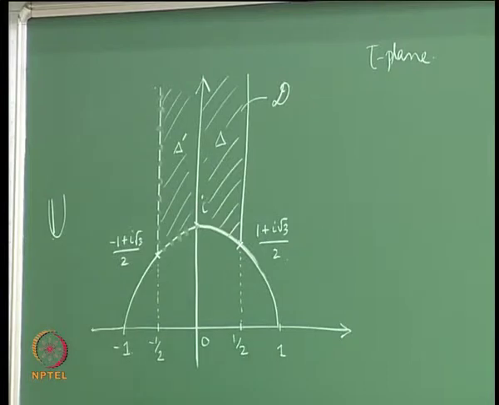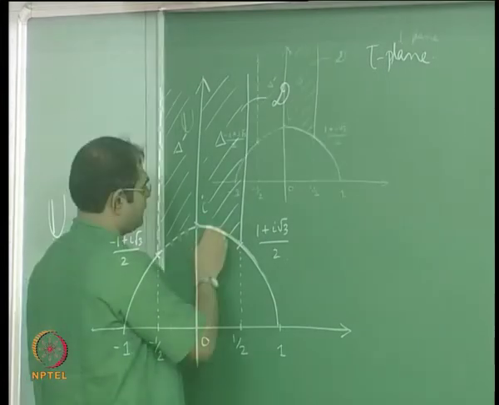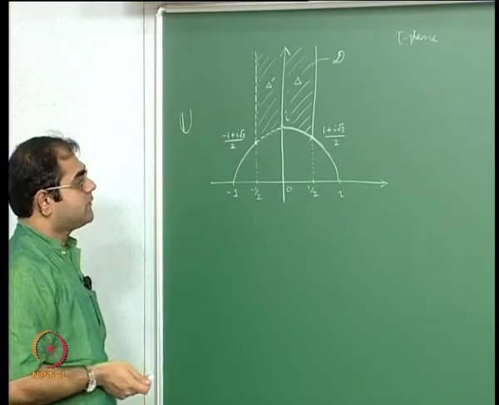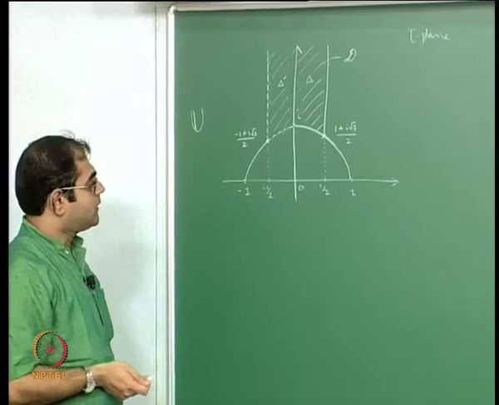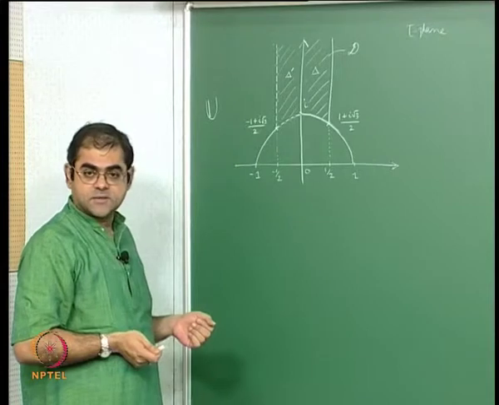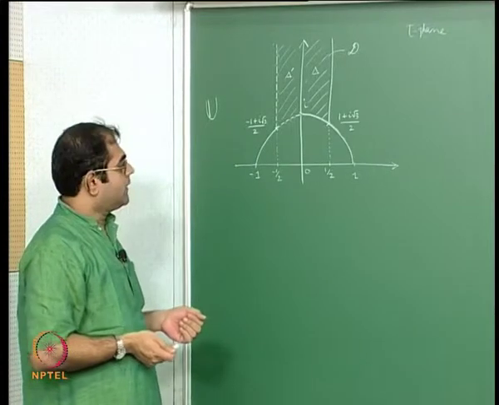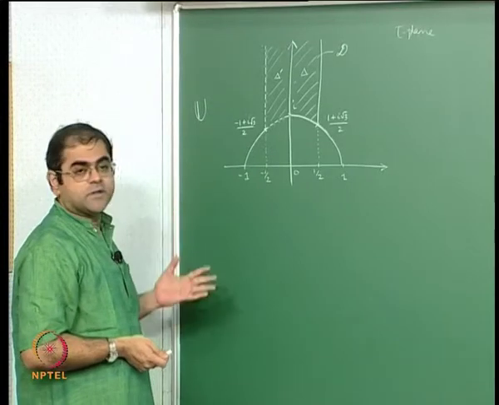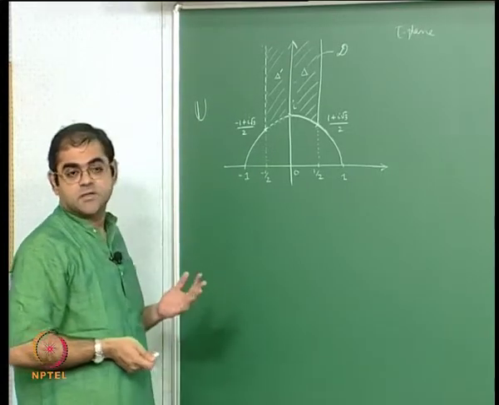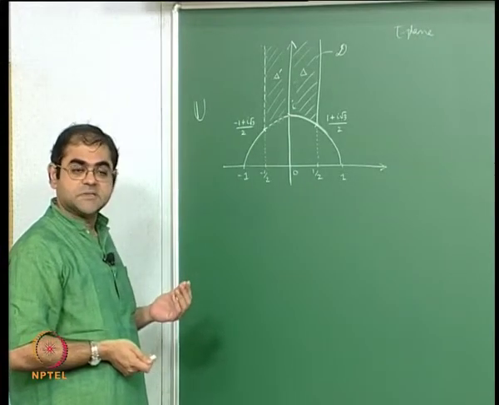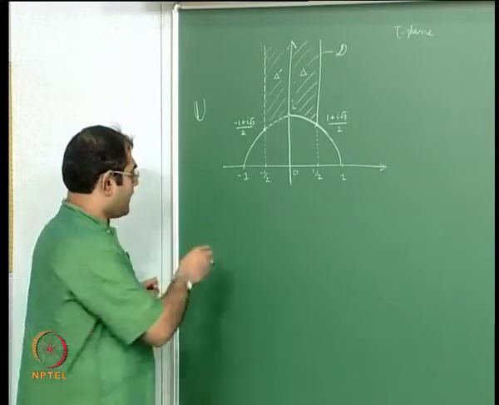Whatever is shaded, we call it script D. And the claim was, we were trying to show that script D is a fundamental region for the unimodular group PSL2Z acting on the upper half plane, and we also wanted to show that script D is also a fundamental region for the modular function j tilde. Okay, so let me write that down.